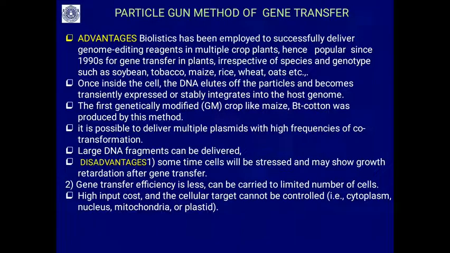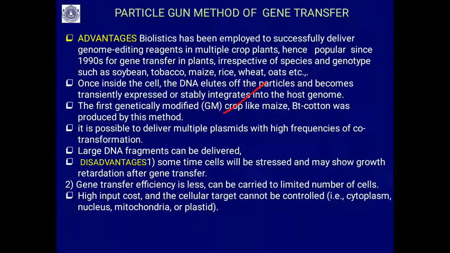Plants can be created. So, Biolistic has been employed successfully for delivery of genome editing reagents in multiple crop plants, hence popular since the 1990s for gene transfer in plants irrespective of the species and the genotype. Soya bean, tobacco, maize, rice, wheat, oat, all these plants can be made genetically modified organisms or plants with this method. Once inside the cell, DNA elutes off the particle and becomes transiently expressed or stably integrated.